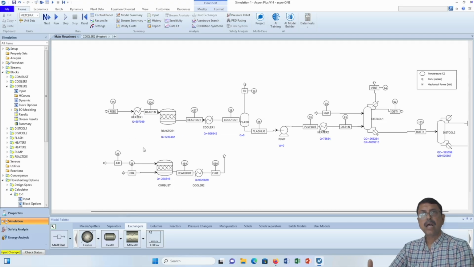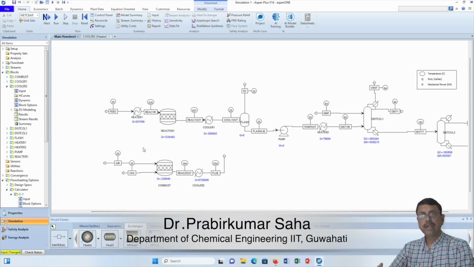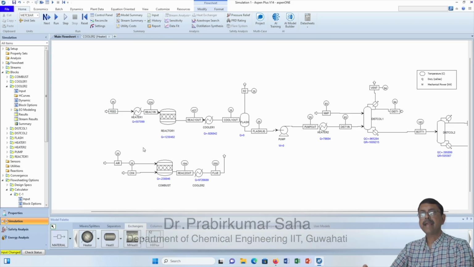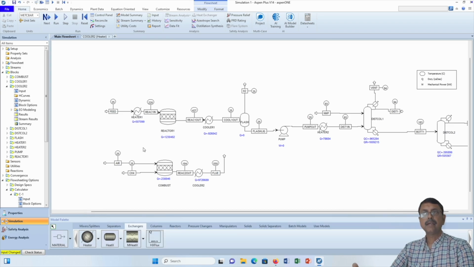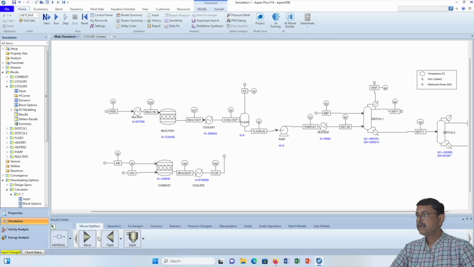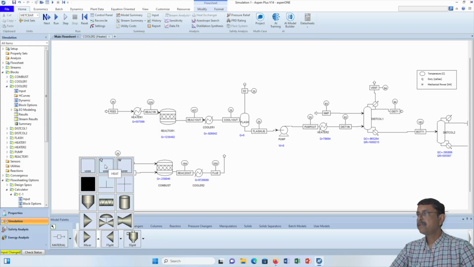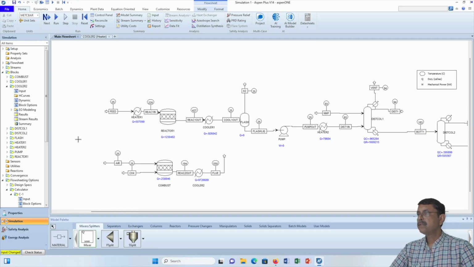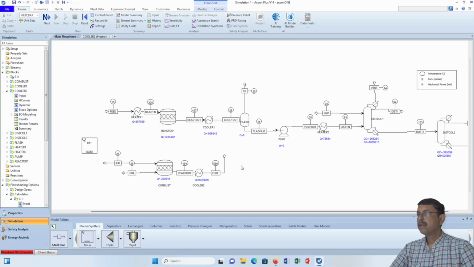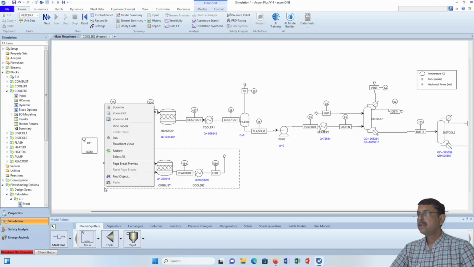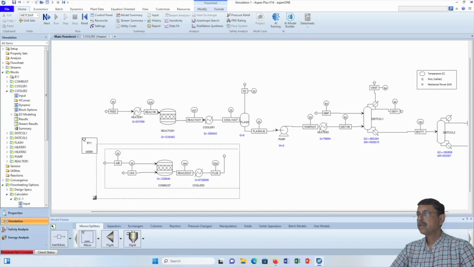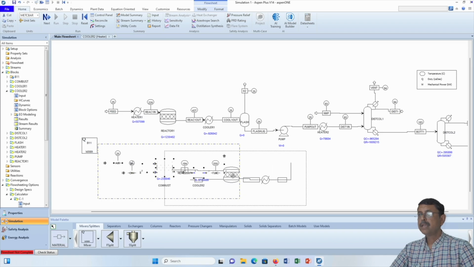First, let us check how much energy is required by heater 1, reactor 1, heater 2 and the distillation column reboilers. For that we use a heat mixture. Okay, so this is a heat mixture. We keep it over here.